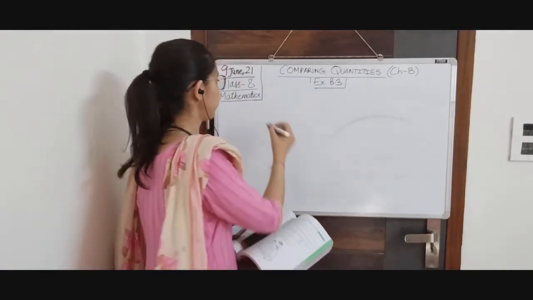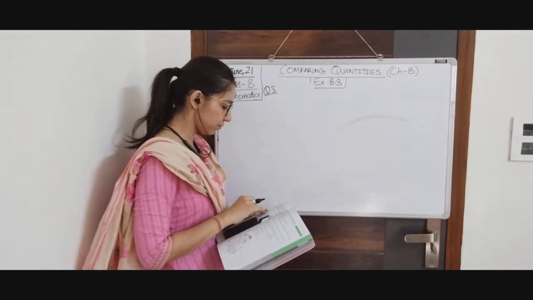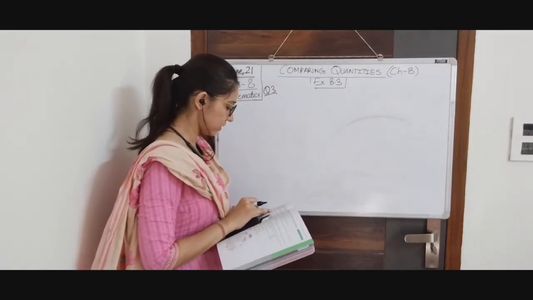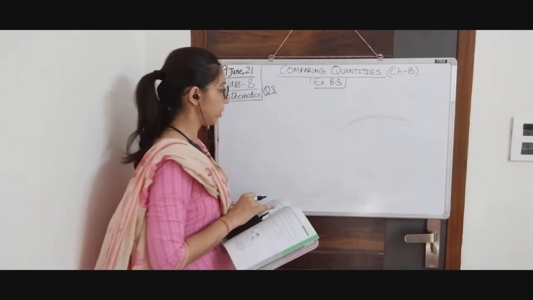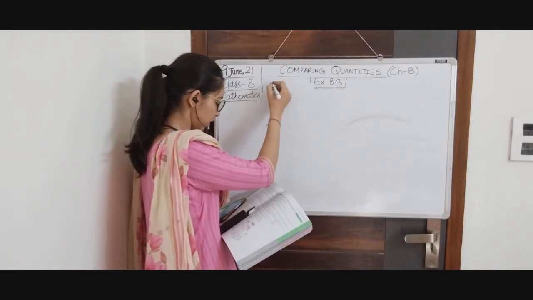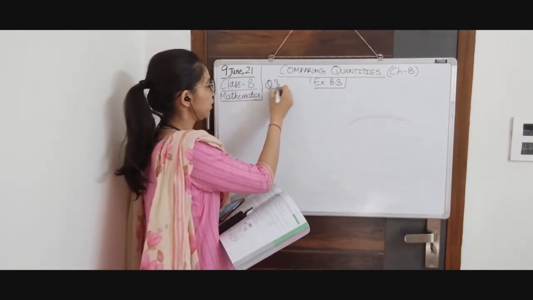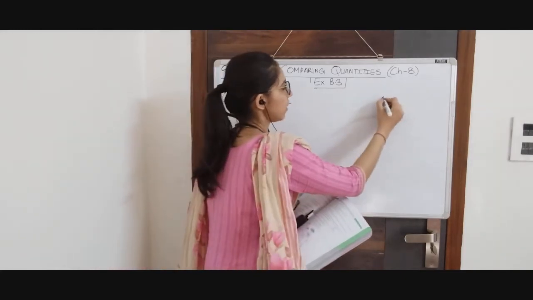Next question is question number 3. It says that Fabina borrows the amount at this much rate for this much period at simple interest, and Radha borrowed the same amount for the same period at this much. Who pays more interest? Okay, we will calculate separately for Fabina and Radha. Question number 3, for Fabina and for Radha.